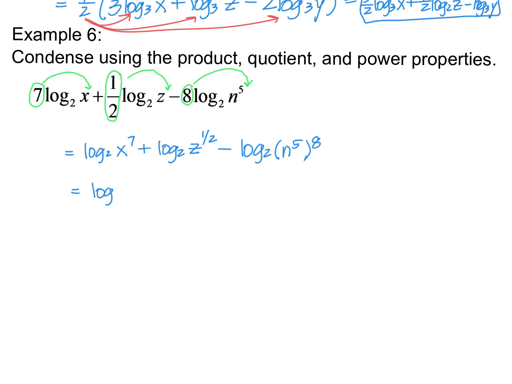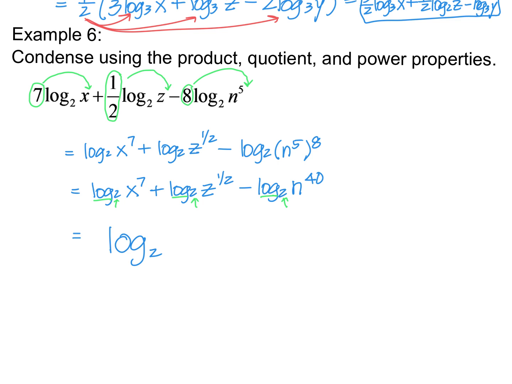Then we have log base 2 of x to the 7th plus log base 2 of z to the 1/2 minus log base 2 of n to the 40th power, because n to the 5th to the 8th is n to the 40th power. All right, so now we have 3 separate logs, but they all have the same base, which means that we can write them all as one single log with that base.